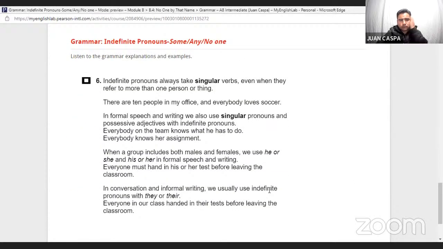Indefinite pronouns always take singular verbs, even when they refer to more than one person or thing. There are 10 people in my office, and everybody loves soccer. In formal speech and writing, we also use singular pronouns and possessive adjectives with indefinite pronouns. Everybody on the team knows what he has to do. Everybody knows her assignment.